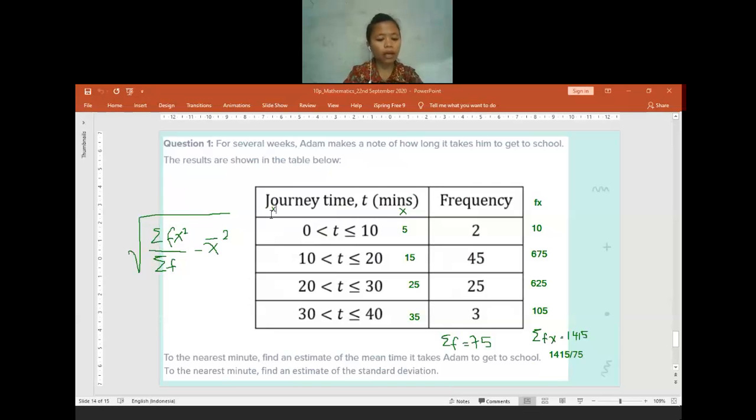Okay, so now we already have the x only. You need to find the x square. So 5 to the power of 2 will be 25. Then 15 to the power of 2 will be 225. 25 to the power of 2 will be 625. 35 to the power of 2 will be 1225. After that, we need to find the fx square. Fx square means we have to multiply the x square with the frequency. So now we are going to find out the fx square.